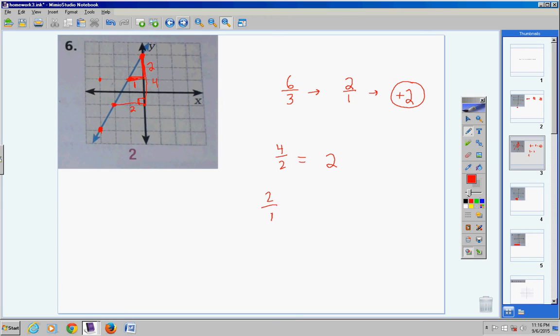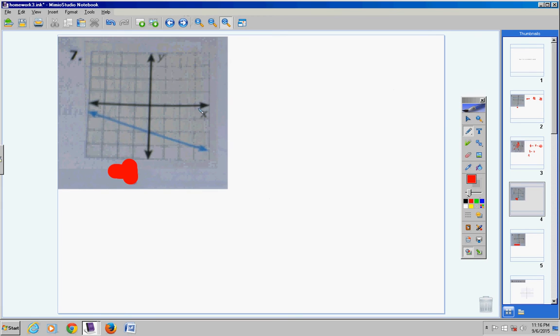Alright, let's take a look at number 7. Now, the line is going through a crosshair right here. And it's going through a crosshair right here.